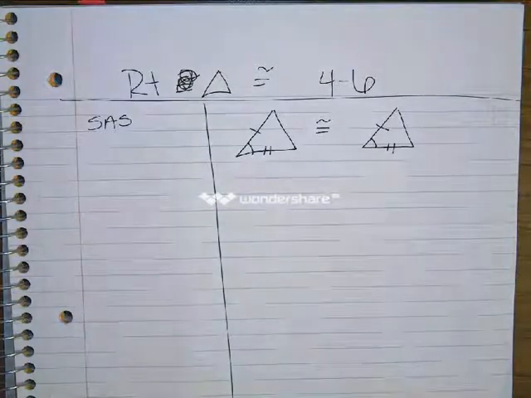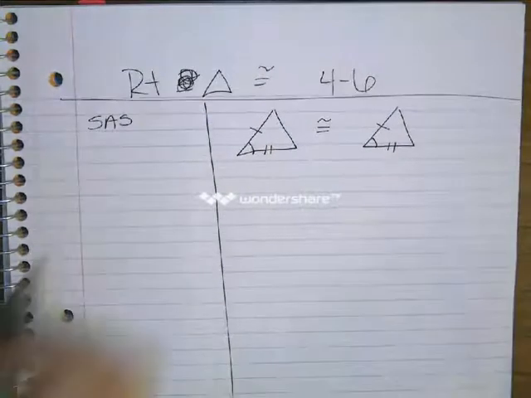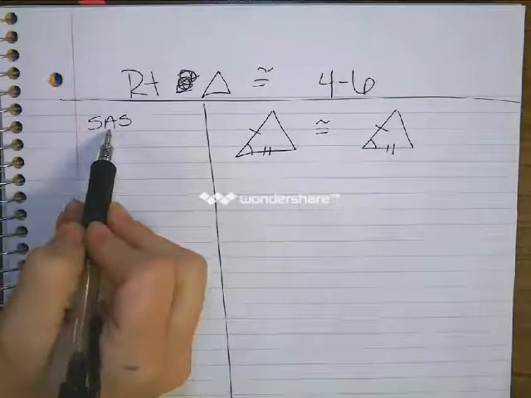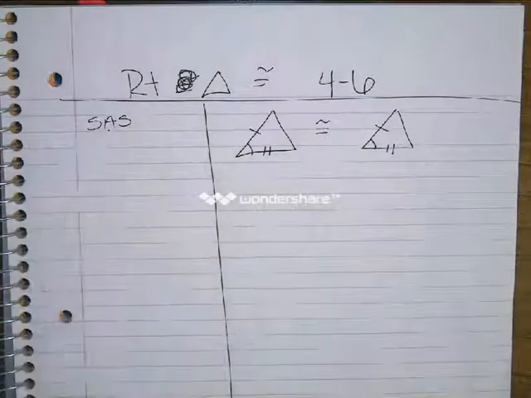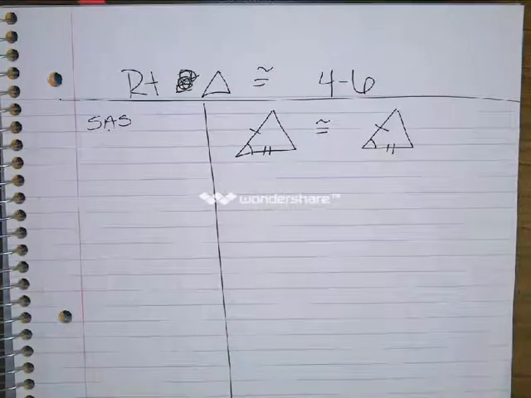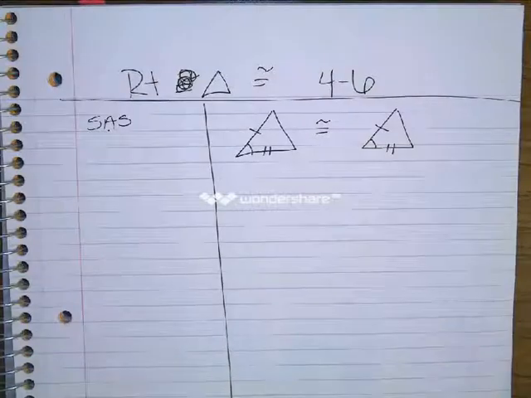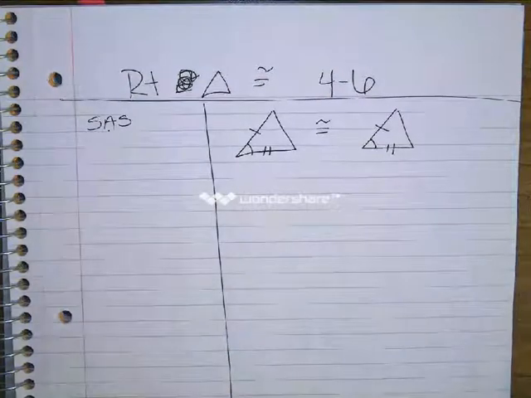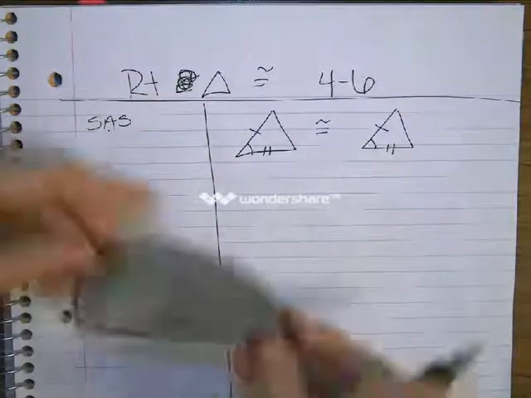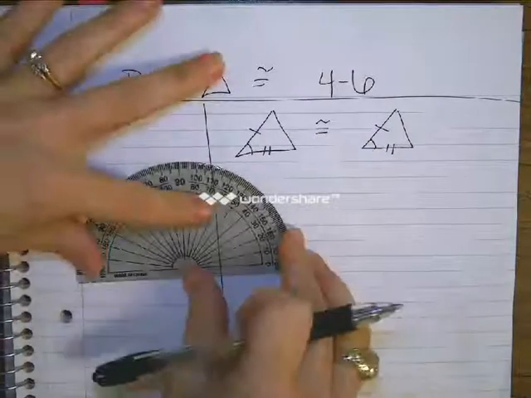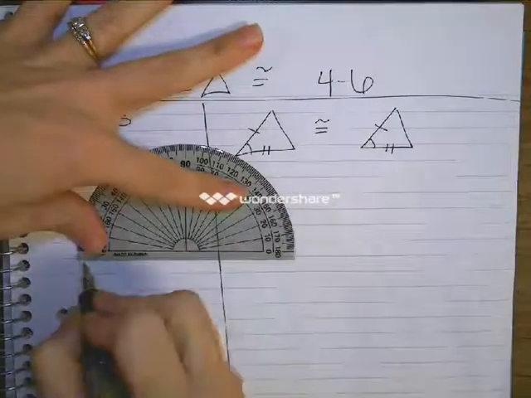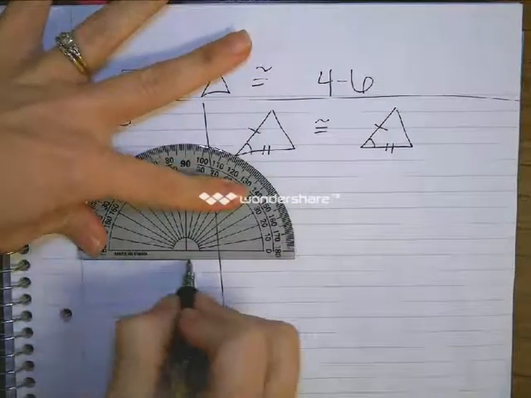But it was really important that the angle was in between the two sides. If the angle is not in between the two sides, then the triangles are not necessarily congruent. I didn't go into detail on that when I first taught it, but I'm going to now. I'm going to show you an example. First thing I'm going to do is create an angle.